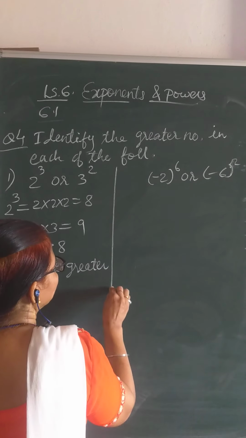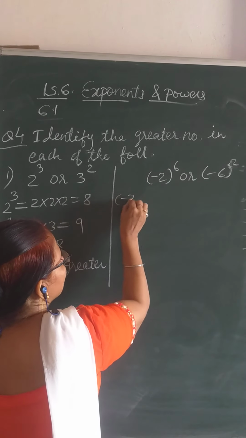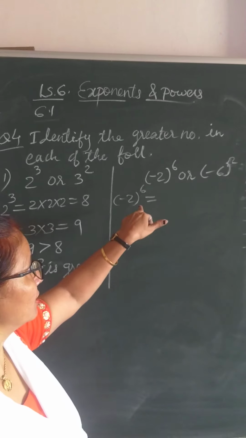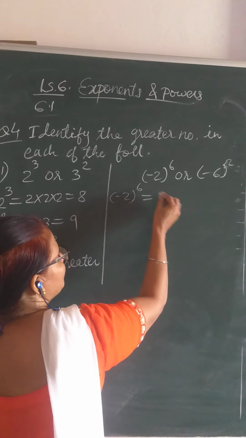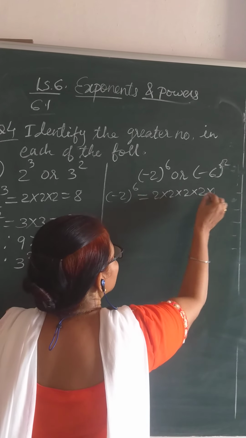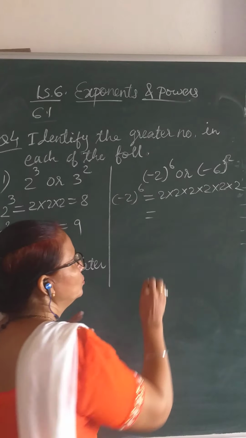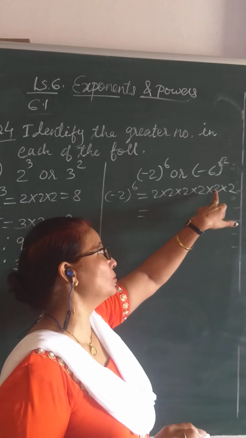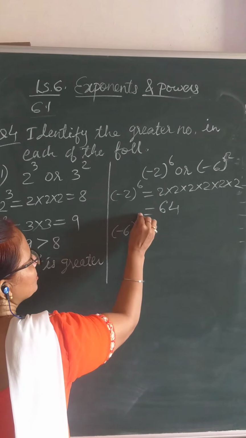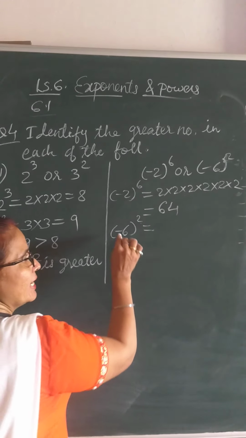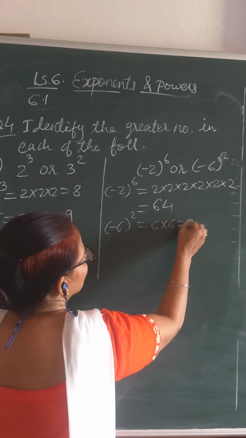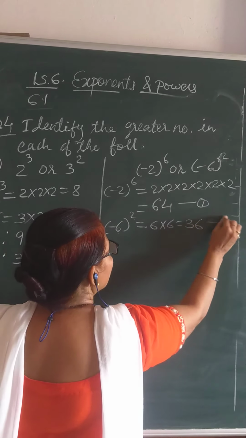See, minus 2 to the power 6. Now you know, as here the sign is negative and the power is even, the answer will be positive. So plus will be there, and just multiply 2 six times. Now you know 2 2s are 4, 2 4s are 8, 2 8s are 16, 2 16s are 32, 2 32s are 64. Now let's take the second number, minus 6 square. Again here the power is even, so the negative becomes positive. Here 6 into 6 is equal to 36. Suppose this is number 1 and number 2.